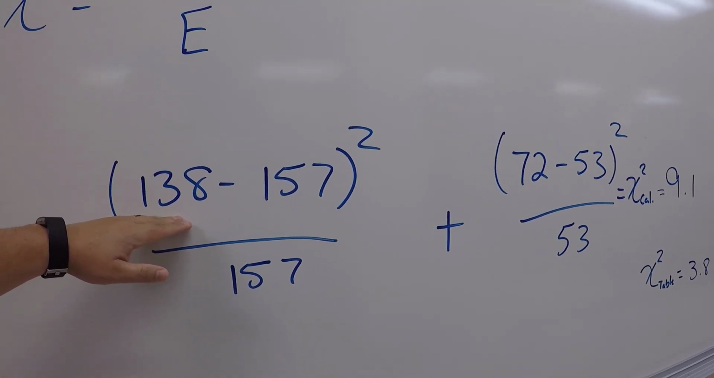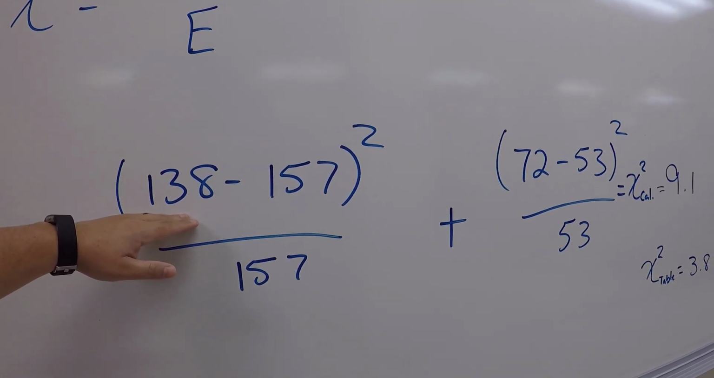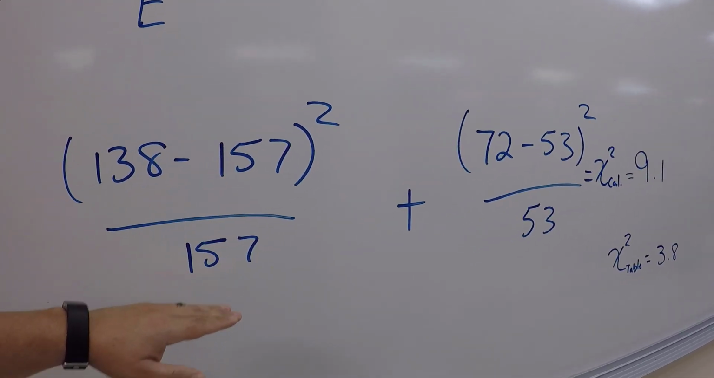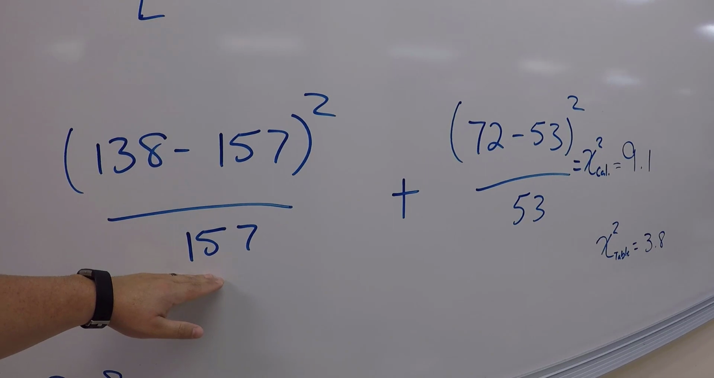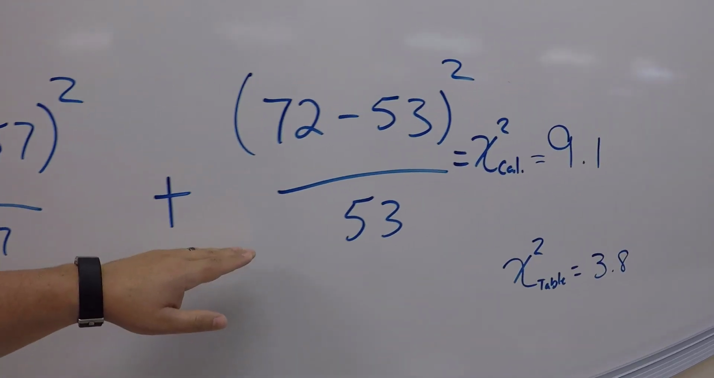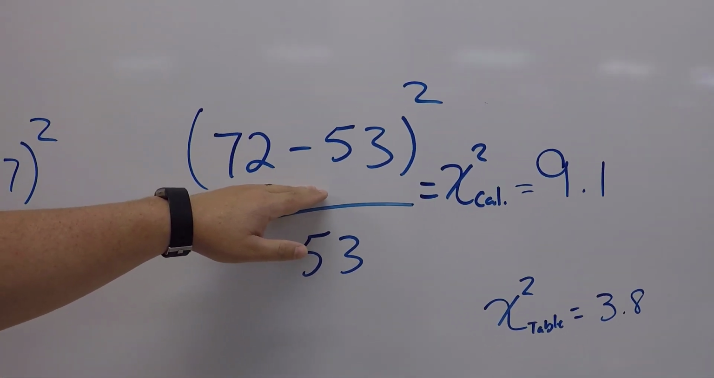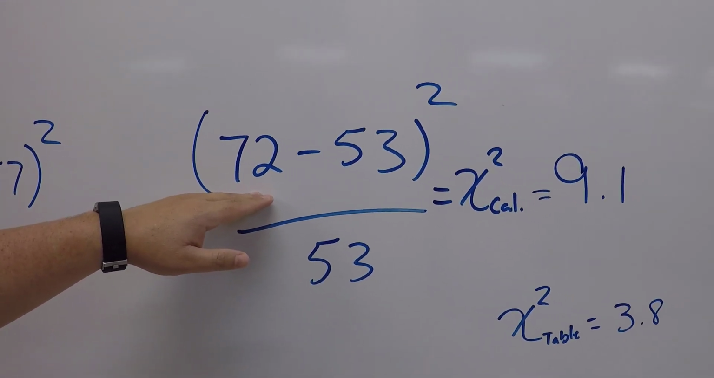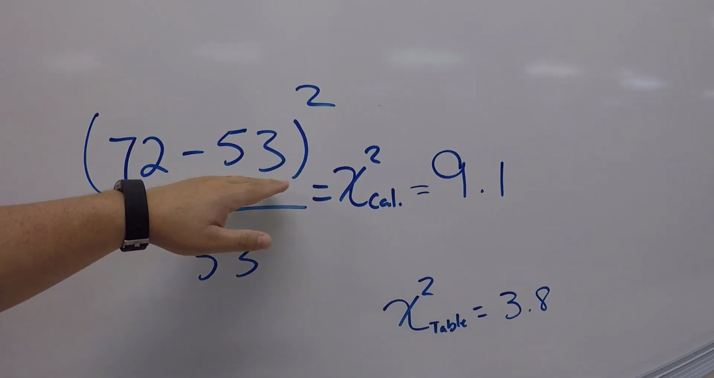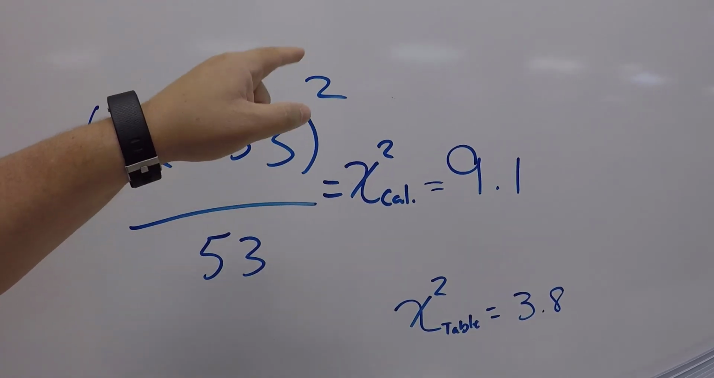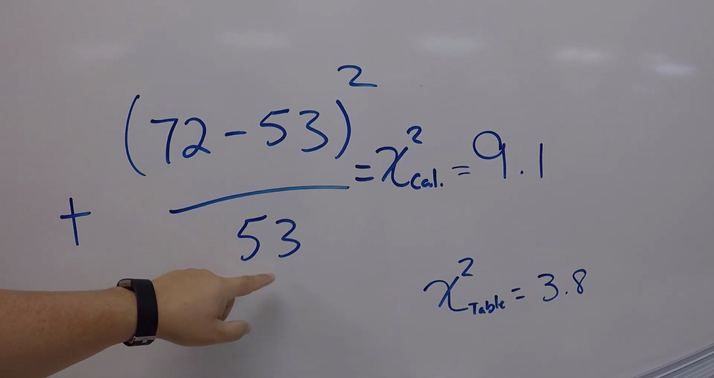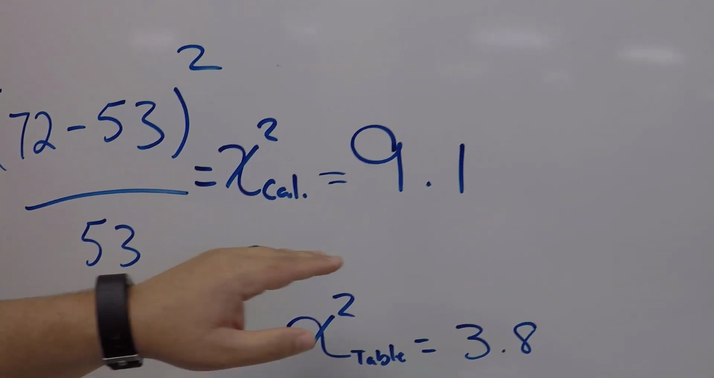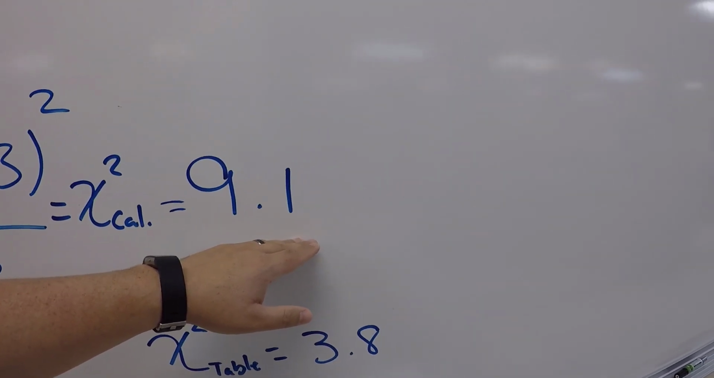So we've done that. 138 is the observed purple kernels. 157 would be the expected purple kernels. Square that, divide it by 157. You're going to add that to your other option, which is yellow. We found that there were 72 yellow kernels. We expected 53. Square that, divide it by 53. And this is our chi-squared calculation. Once you add the two together, the answer is 9.1.